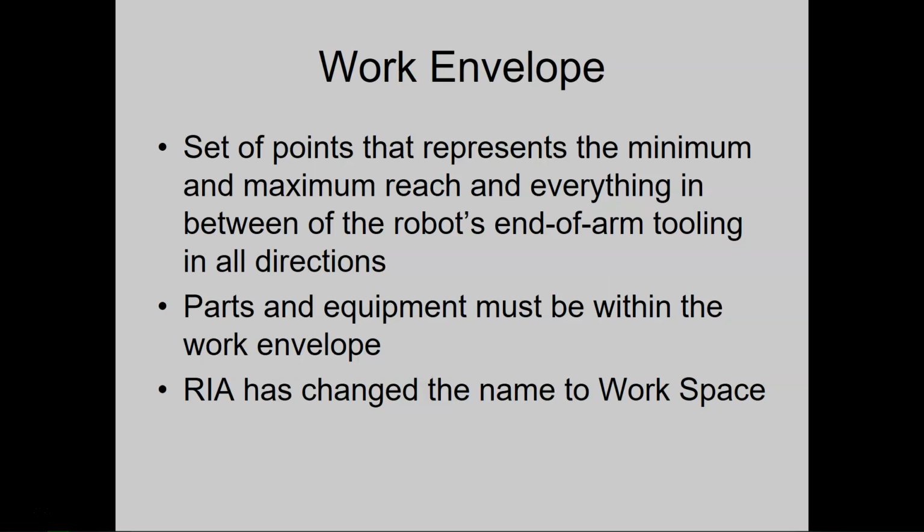So the work envelope, again, another word for it is the workspace. Technically your desk or wherever you're sitting to listen to this lecture, that is your workspace or your work envelope. But this is a set of points that represents the minimum and maximum reach and everything in between of the robot's end of arm tool in all directions. So in other words, if you are sitting at a table, everything that you are able to get to from that one position is your work envelope.